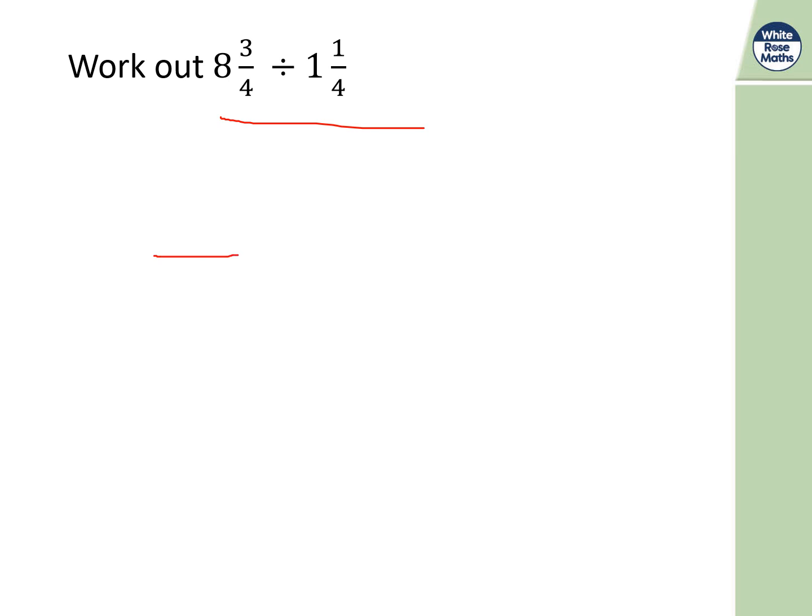So here I would change them both to improper fractions. Okay, and then do my rule of division. 4 times 8 is 32. Plus the 3 will be 35. So I get 35/4 divided by 4 times 1 is 4. Plus the 1 is going to be 5. So divided by 5/4.